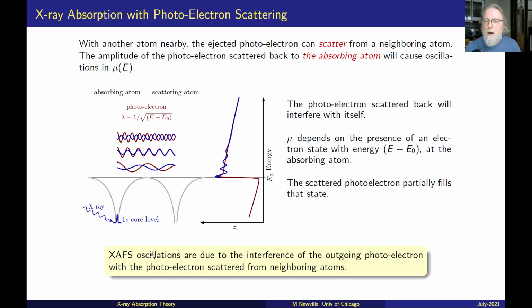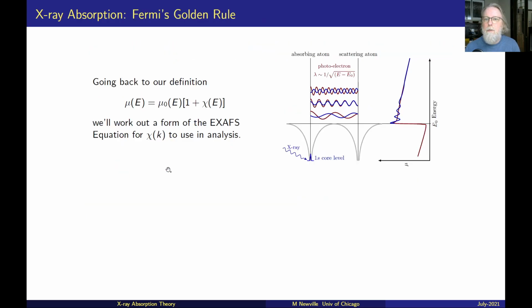So the XAFS oscillations are due to the interference of the outgoing photoelectron with the photoelectron scattering from its neighboring atoms. It's really the amplitude or density of the scattered portion of the photoelectron at the core level that gives the XAFS, as we'll see. Going back to our definition of mu as mu 0 times 1 plus chi of k, you can see that if we had this mu here in red and then these oscillations, those oscillations are chi of E, as I've shown them. And we can work out a form for the XAFS equation for chi of k that we'll use.